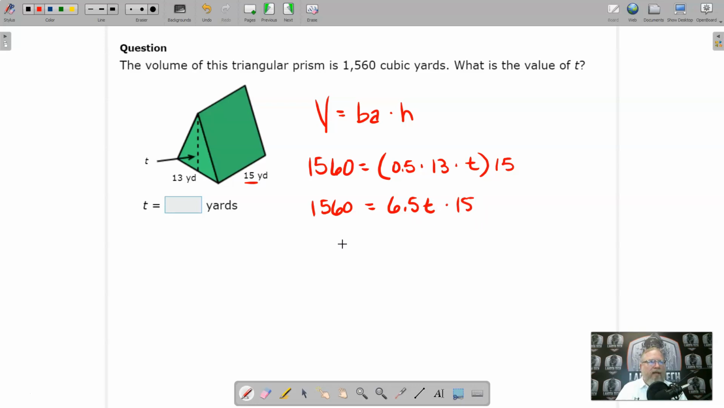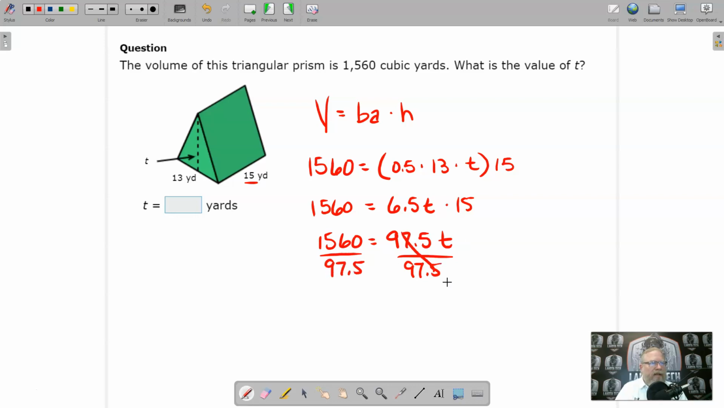So now let's go ahead and do it. I could do it real quick on my calculator all in one fell swoop, but I want to do it step by step so you kind of see everything that's going on. So let's do the 6.5 times the 15. 6.5, multiply that times 15, and I'm going to end up with 97.5 t. Now let's divide both sides by 97.5.